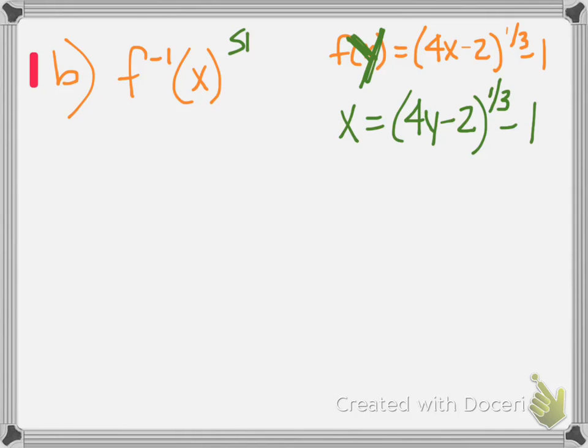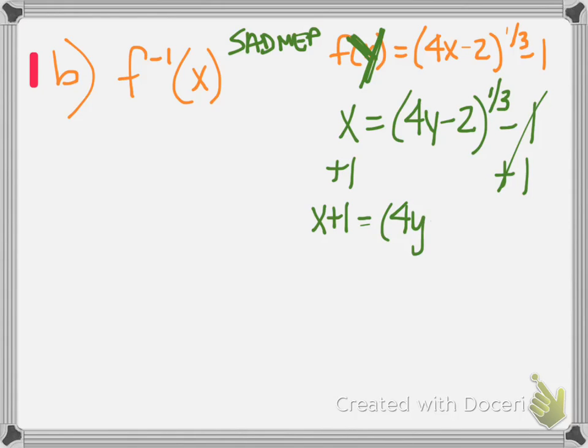So I use my reverse order of operations, SADMEP, and I start with subtraction. I do have subtraction in the parentheses. I'm not allowed to touch that because the P is at the end now, so that has to wait until the end. But I can get rid of this minus 1 out here by adding it. So I get x plus 1 equals 4y minus 2 to the 1/3 power. I have no addition. I have no division. Multiplication I do have, but again, it's in my parentheses with that 4y, so I can't touch it.